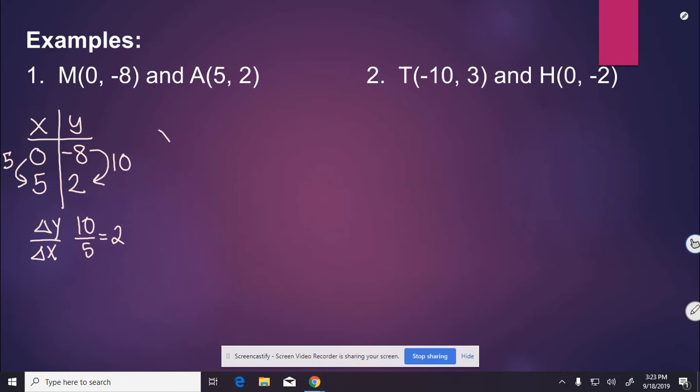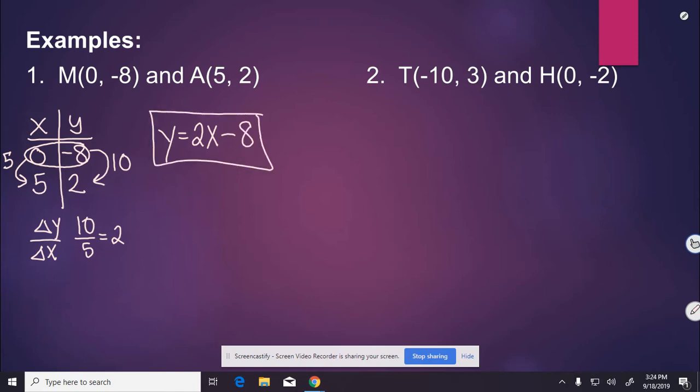So I can substitute that into my equation, y equals 2x, and then I can plug in the 0 and -8. But wait a second, (0, -8) would be on the y-axis. If I graph the point (0, -8), I would just go down to -8 and stay on the y-axis. So that means my y-intercept is already given. It's just -8. So I have my equation.